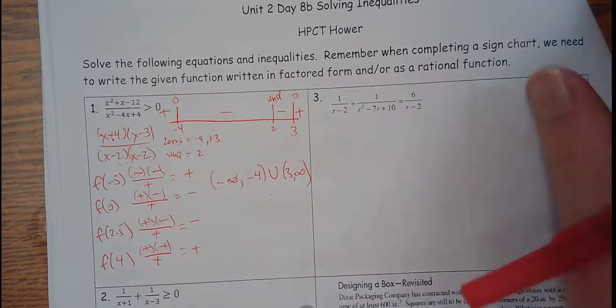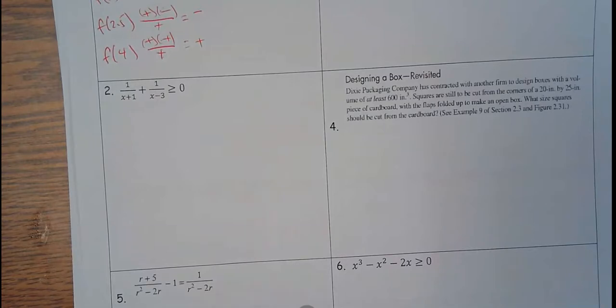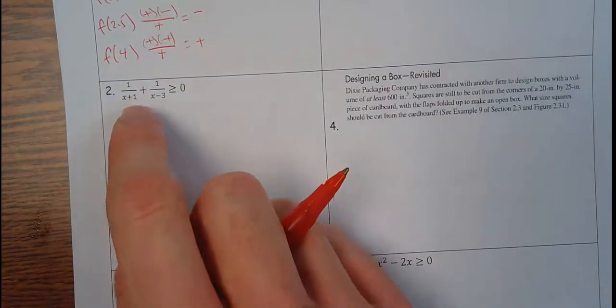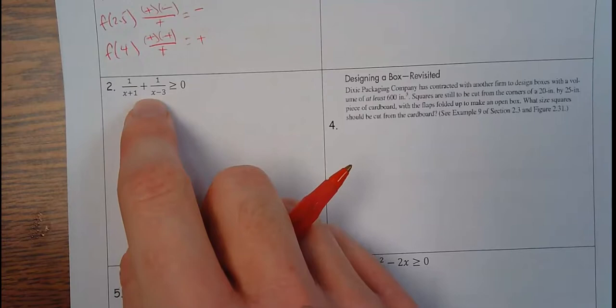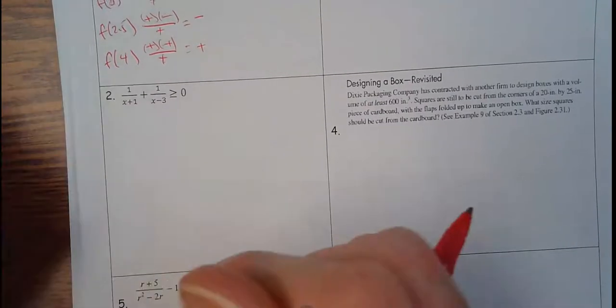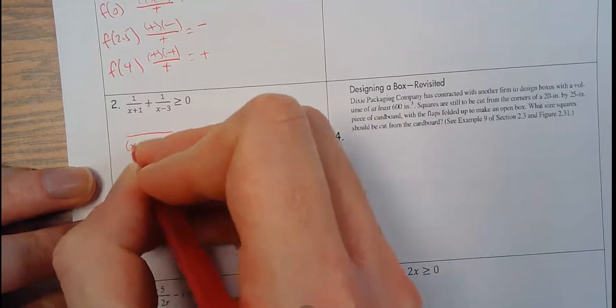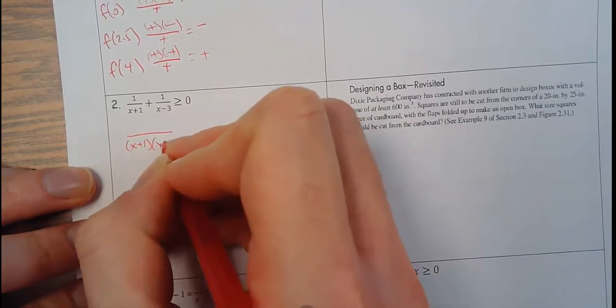Okay, we'll jump down to number 2. If you remember right, we do not want to use that sign chart unless it's one fraction on this side. So I do want to add these together to get one fraction on that left side. So the least common multiple on this guy, when I go to add them, my least common denominator is going to be x plus 1 times x minus 3.